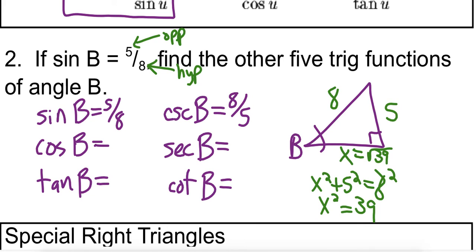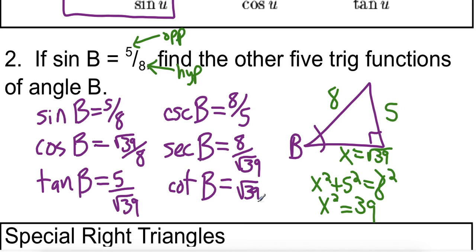Now, if I want to find the cosine, cosine is adjacent over hypotenuse, so the square root of 39 over 8. And tangent is opposite over adjacent, so 5 over root 39. I'm going to come back to that one in just a minute. Then I'm going to do reciprocals of those. For cosine, I'm going to do the reciprocal to get secant, so I get 8 over root 39. And cotangent is going to be root 39 over 5.